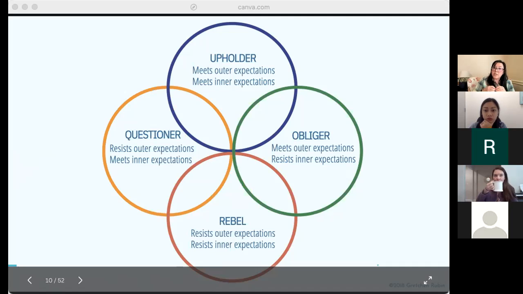An obliger is a person who can readily meet external expectations, but can resist internal ones. They might struggle that way. An obliger in this scenario might always show up on time for that exercise accountability group. But if the group doesn't meet, that obliger probably won't go exercise for themselves, because there isn't that external accountability anymore.